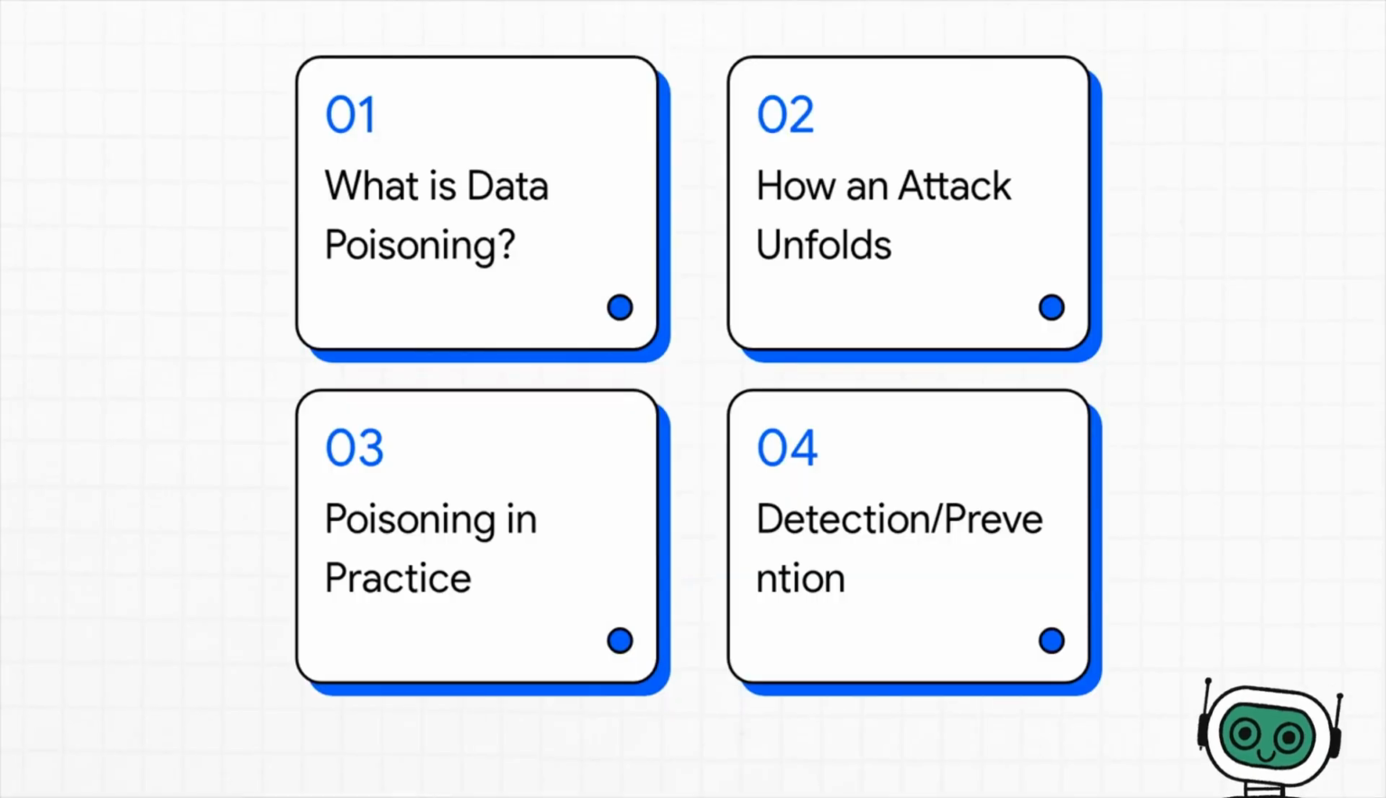So, here's how we'll break it down. We'll start with what data poisoning actually is. Then, we'll walk through how an attack plays out. After that, we'll look at where the risks are highest in the real world. And finally, we'll cover how you can actually defend your models against it.